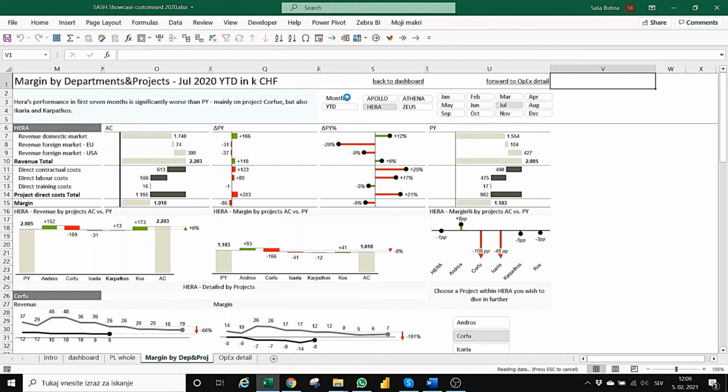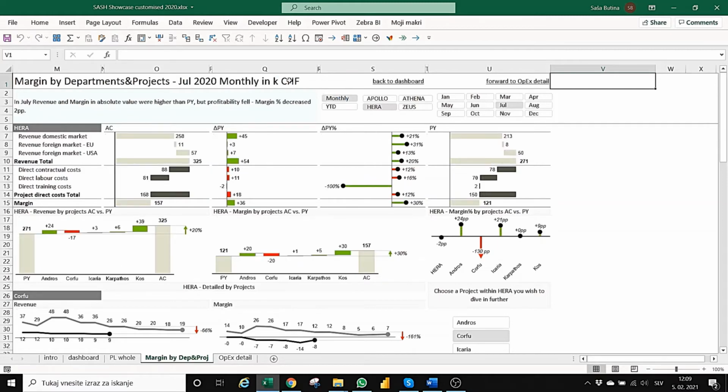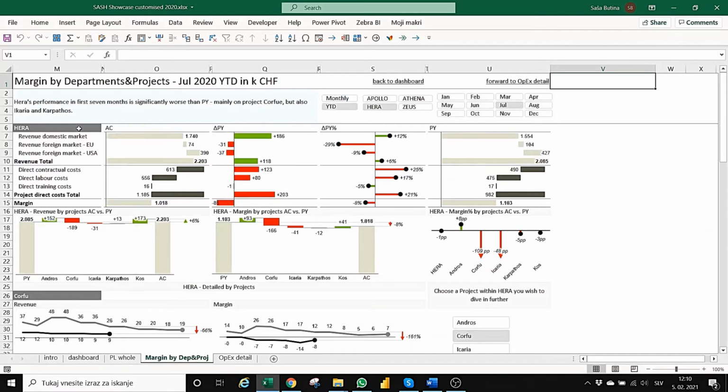And let's say that we now want to see monthly results for Hera and choose here monthly. What happens is the same as earlier in dashboard. The title changes so that we always know which data we are looking at. The comment changes, and of course all charts change. But we said we want to find out why margin fell 8% year to date, so let's go back to year to date data.